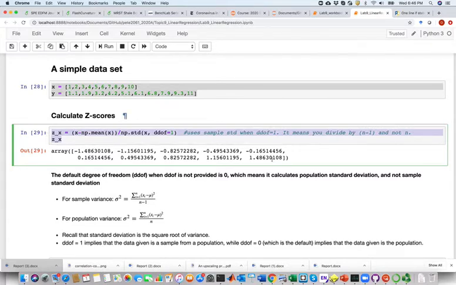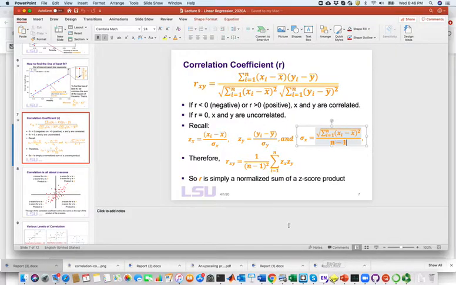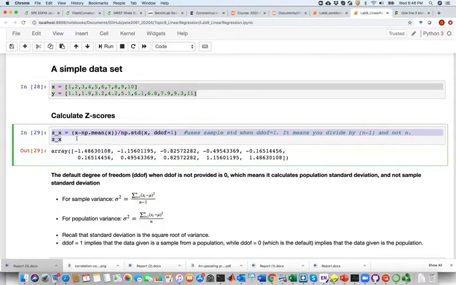And if you remember from part 2 of the class video, this is your correlation coefficient. It's basically the sum of Zx times Zy, and a normalization. And you will see how we will correct this term, which is your degree of freedom. So this is your Zx. It's x minus mean, divided by standard deviation. To correct for that division by n minus 1, we're going to specify degree of freedom later.